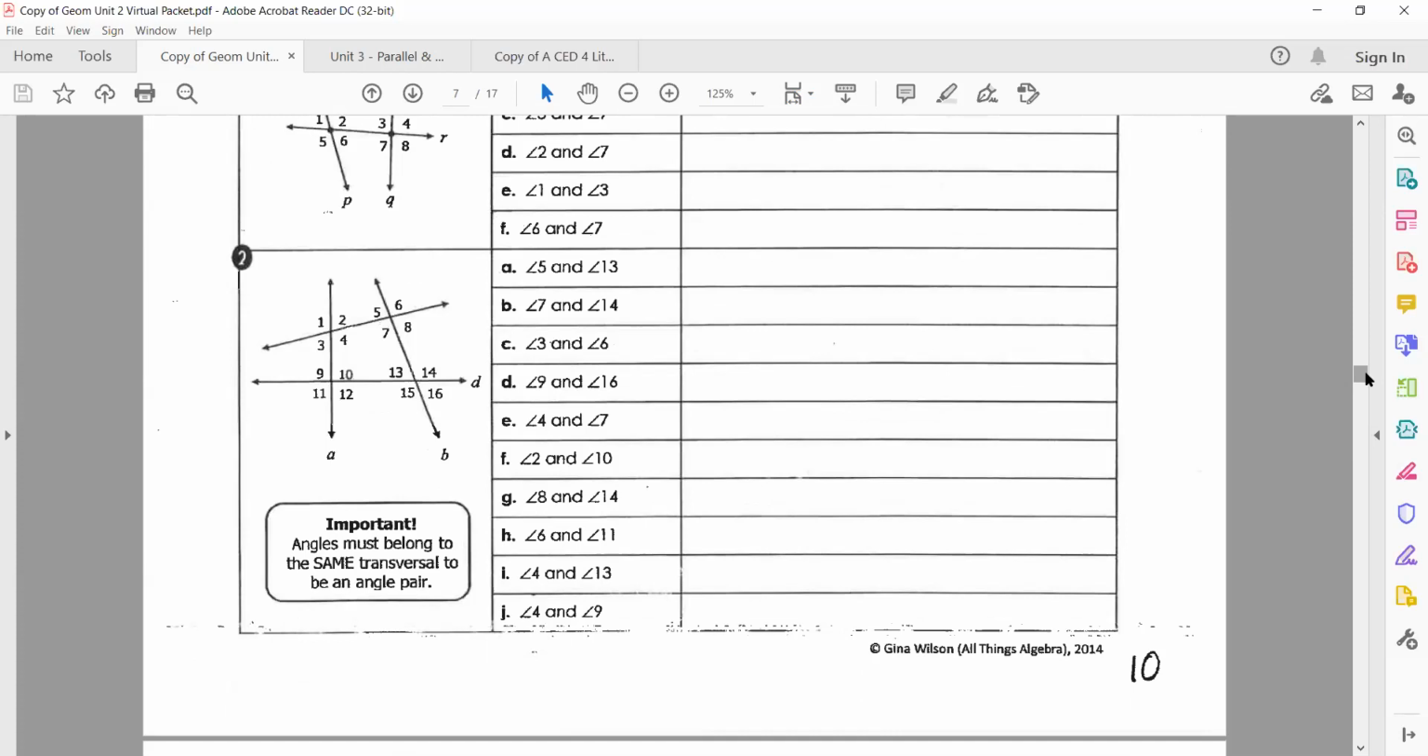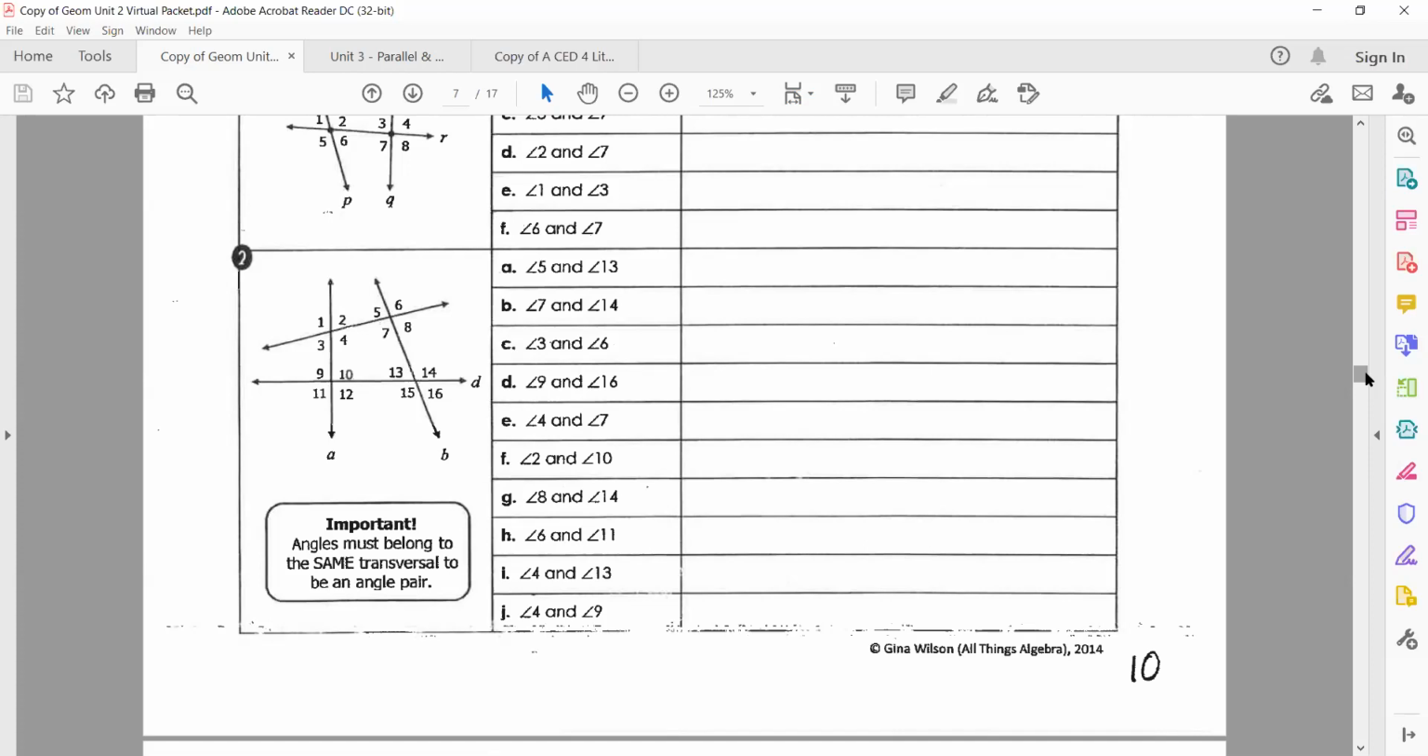Are they alternate exterior angles? Well, anybody disagree with Jonathan or have a different idea? The issue there, Jonathan, is they're not on the same transversal. So there is no relationship between those two.